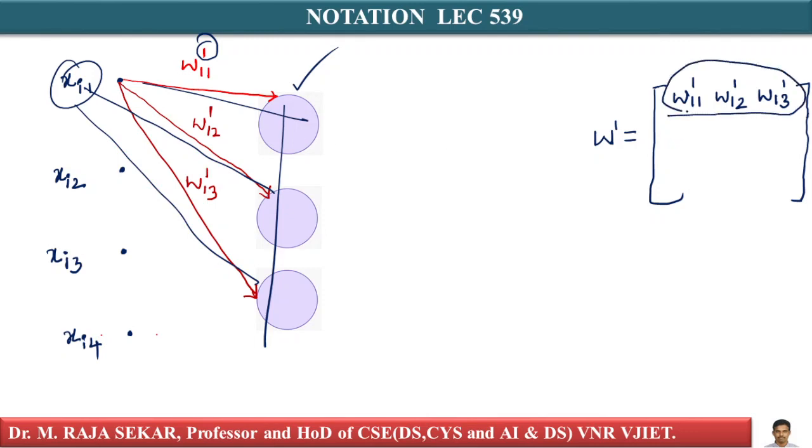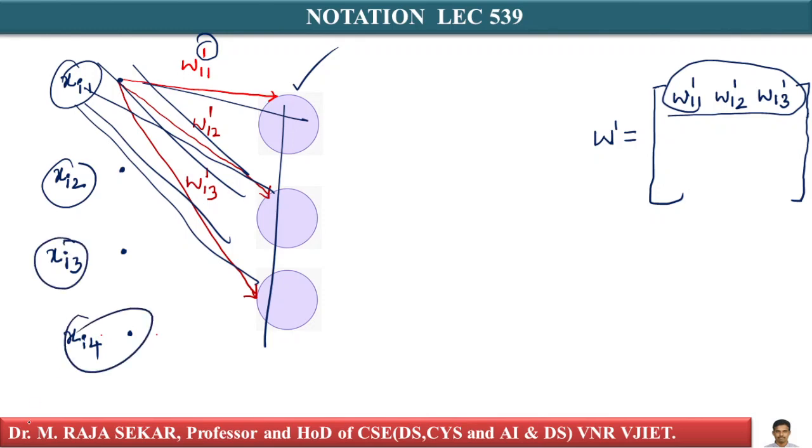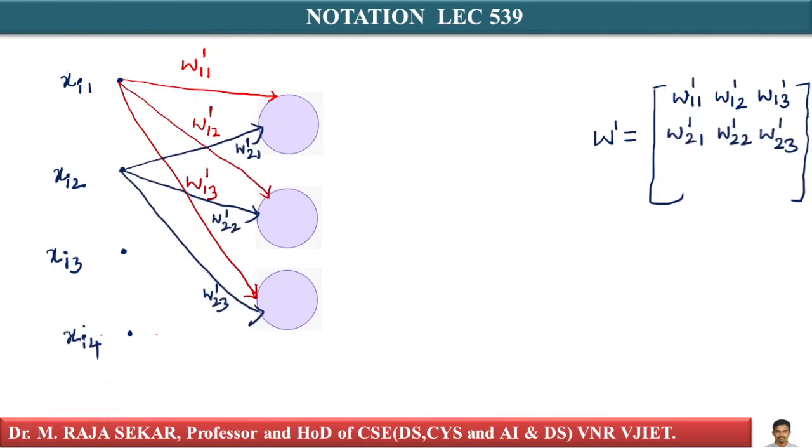Just see, I am representing this as the first row. All these connections are the first row, isn't it? In a similar manner, this is the second row, this is the third row, this is the fourth row. That's what I am writing here. Just see this one, what it says. This is W21, meaning from the second input to the first output. W21 to the power 1, from second to first.